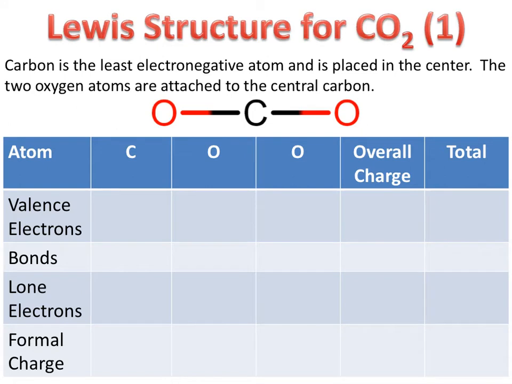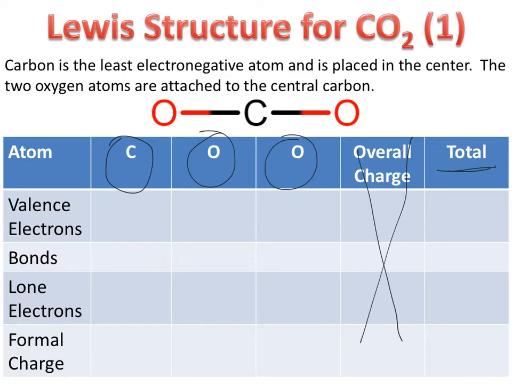Here's step 1 for carbon dioxide. Carbon is the less electronegative of the two, so it goes in the middle. Each oxygen is attached to the outside. Then we set up the accounting table with carbon in column 1 and each of the oxygens in a following column. Since this is not a polyatomic ion, we really do not need the overall charge column, and you could get rid of that for this structure. And then finally there's the total column, where we will make sure our counting of electrons is done properly.